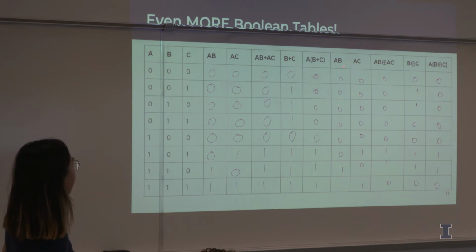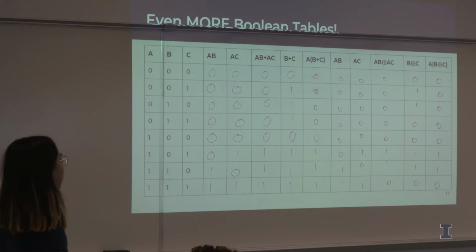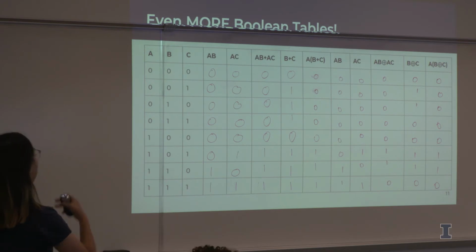Right, so we already solved A, B, and AC. So those are the values. So 1 exclusive or 1, right? You can't have both of them be 1, so that's going to be a 0. We just have these other columns here as the plug-in values. So yeah, following along.